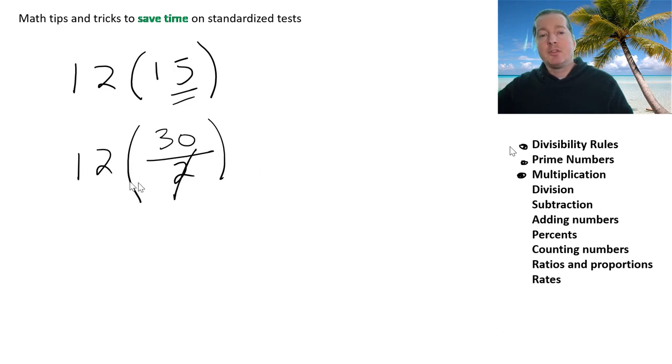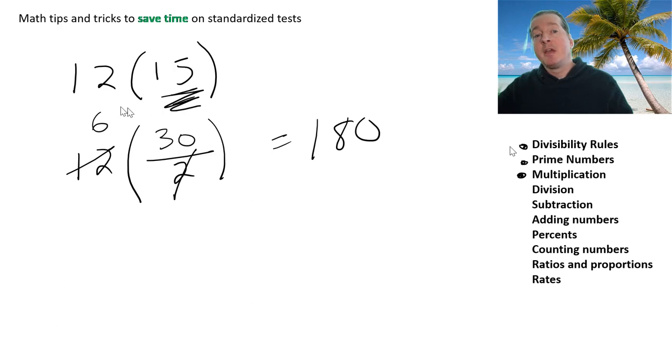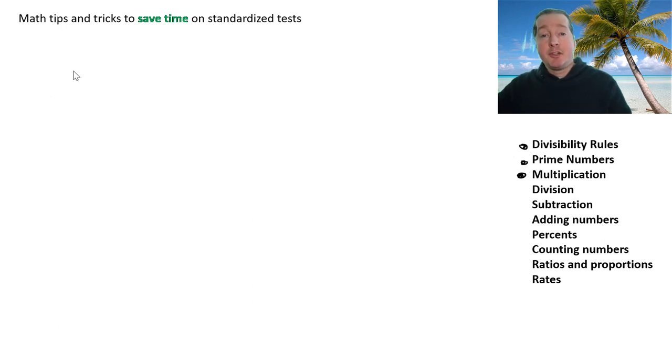This is a little easier. Why? Because 2 goes into 12 6 times, and 6 times 30 is 180. So that can be a little time saver. Doubling and halving. When you have a number that ends in a 5, and you have an even number that you're multiplying by, here's a little time saver.